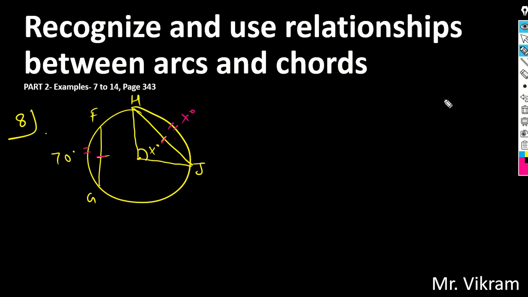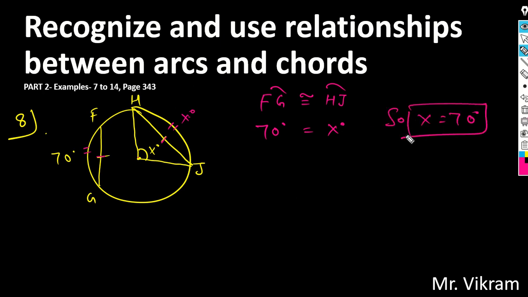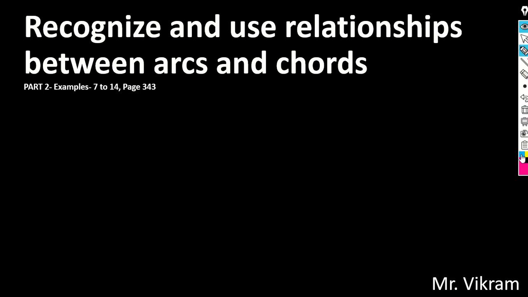Okay, great. So now we know that this is x and this is 70. So if this is x, what should I write now? Arc FG is congruent to arc HJ. 70 degrees is equal. So what's your answer? X is equal to 70 degrees, right? That's your answer. I hope you understood this. These are very easy questions. That's question number 9.